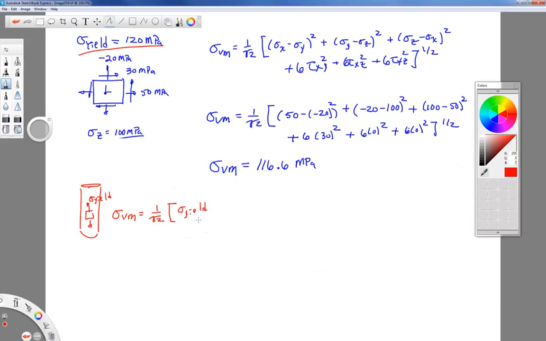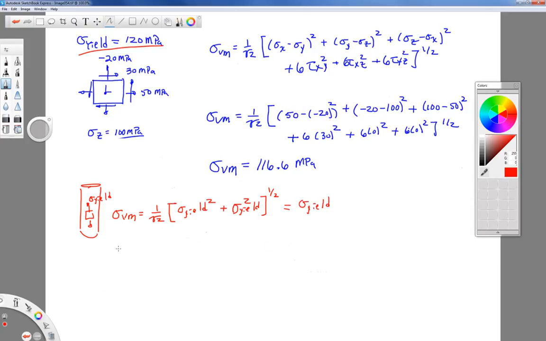Sigma yield minus 0, 0 minus 0, and we get another sigma yield squared term. All right, so if we add these two together, we get 2 sigma yield squared. If we take the square root, we get square root of 2 sigma yield. And if we divide that by the square root of 2, what this works out to be is that in a tension test, the von Mises stress at yield is sigma yield.